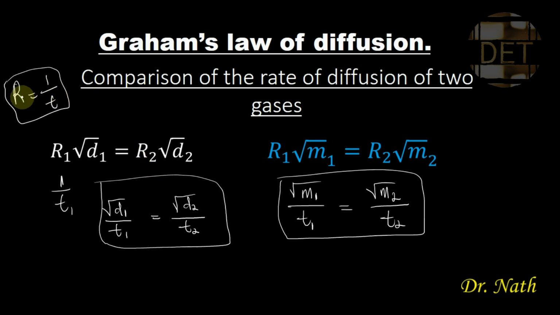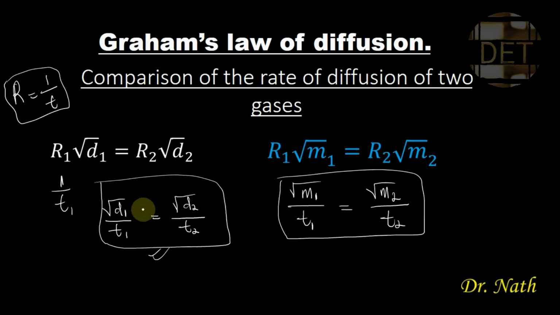So this is the rate of diffusion of a gas, and I'm saying now that rate is equal to 1 all over t. Rate is the inverse of time. So wherever I see rate, I will put 1 all over t. If I substitute rate with 1 all over t, what I'm going to have is square root of d1 over t1 is equal to square root of d2 over t2. So this equation is very vital.